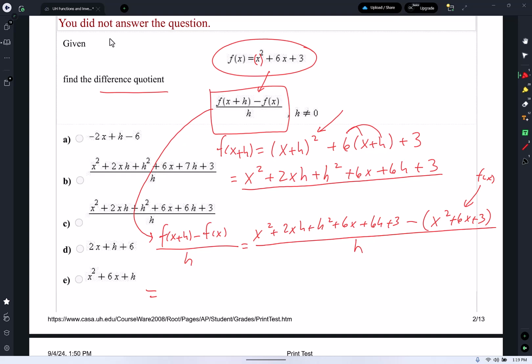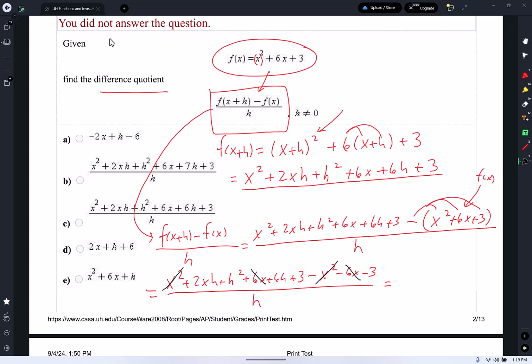And I'm going to show the steps. And the next time around, we'll see if we can take some shortcuts here. I'm going to distribute this negative. So I'm going to rewrite it again. x squared plus 2xh plus h squared plus 6x plus 6h plus 3 minus x squared minus 6x minus 3. All this is over h. I'm going to zero out where I can. I have a positive x squared. Bam. I have a negative x squared. Bam. I have a positive 6x. Bam. I have a negative 6x. Bam. I have a positive 3. Bang, bang. I have a negative 3.